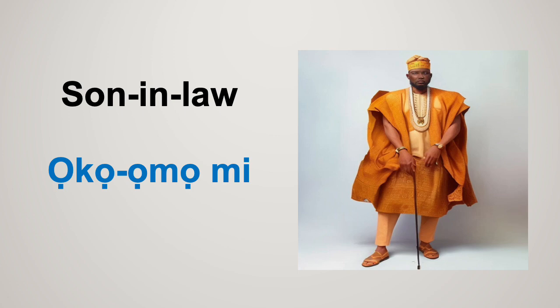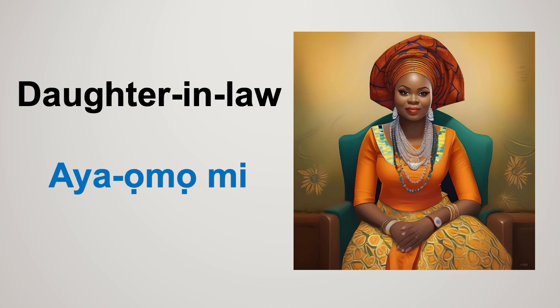So now that you got that, I want you to guess what daughter-in-law will be in Yoruba. Daughter-in-law. Exactly. Aya ọmọ mi. Well, you can also say ìyàwó ọmọ mi. Remember, we use aya and ìyàwó interchangeably in Yoruba. Aya ọmọ mi, ìyàwó ọmọ mi.